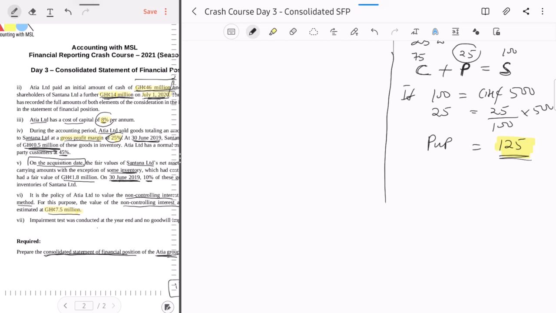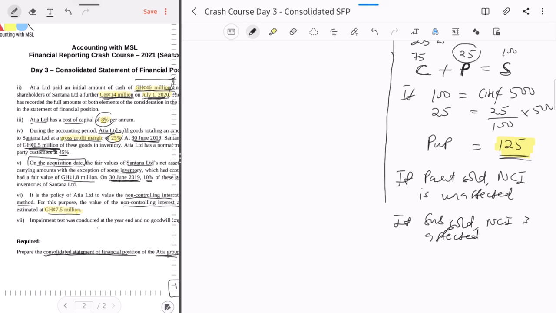If parent sold, NCI is what? Unaffected. If subsidiary sold, NCI is affected. If parent sold subsidiary, that's what I mean, NCI is unaffected, it's not affected. If subsidiary sold, then NCI is affected, right? And I'll tell you what I mean by this shortly.